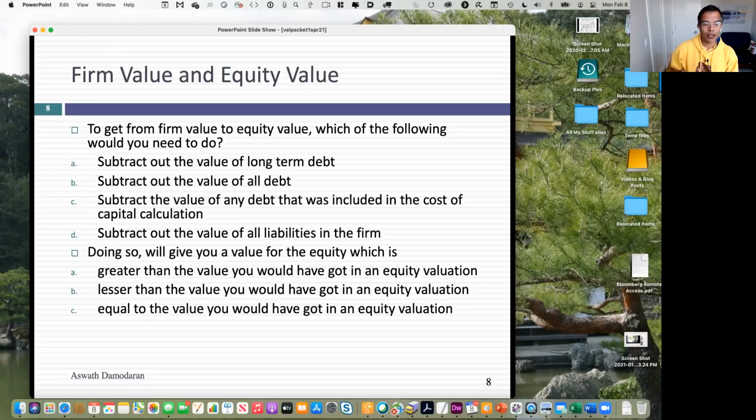And if you do this right, your equity value will be the same, whether you take cash flows to equity and discount at the cost of equity, or whether you value the firm and subtract out debt. And if you do this right, it's a very difficult if to meet.